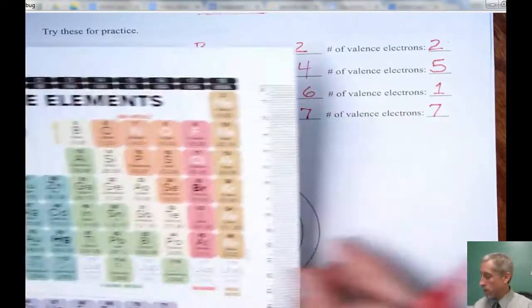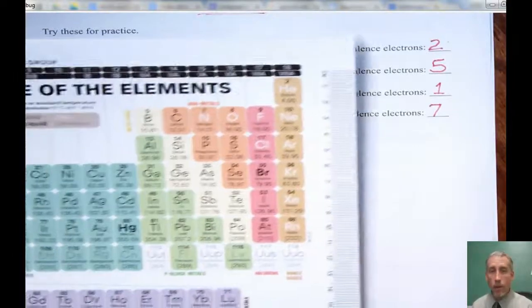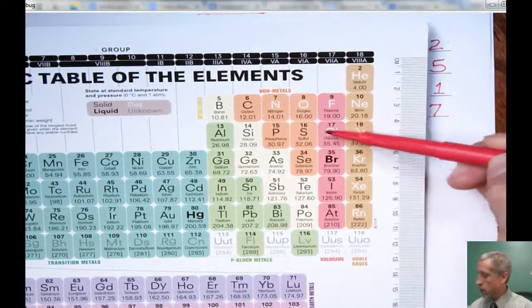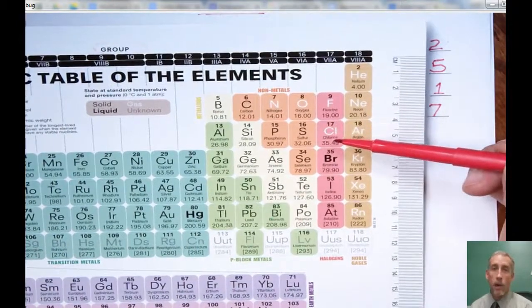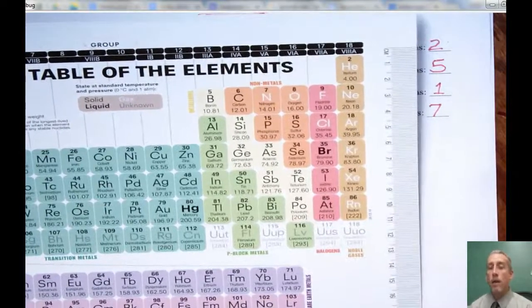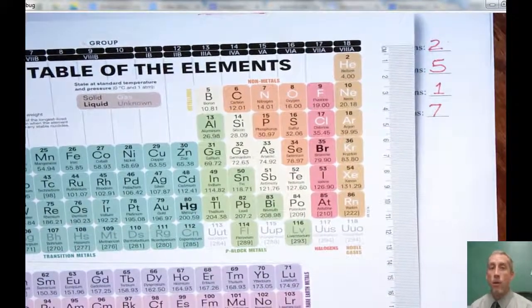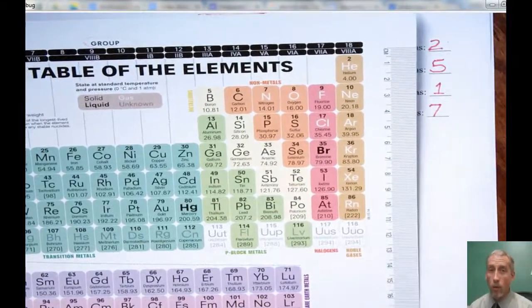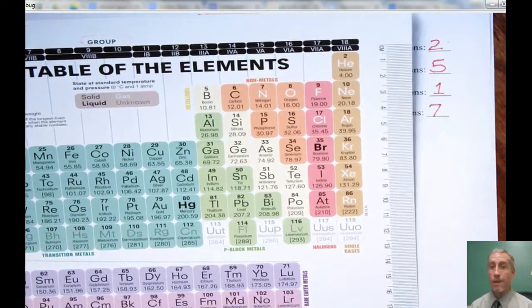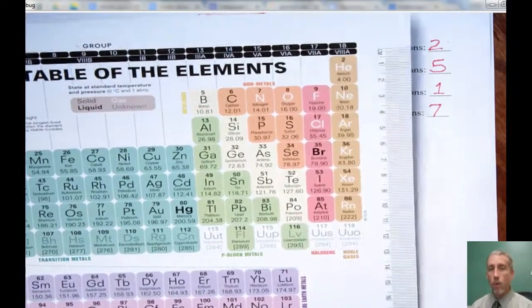So first of all, how many electrons are we going to put in there? Notice that chlorine is element number 17. That's the atomic number. That tells us the number of protons, but in a typical atom, that also tells us the number of electrons. So when we're done, we should be up to electrons equaling 17. But let's put them in a little at a time.